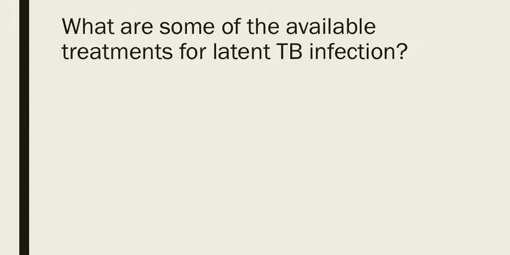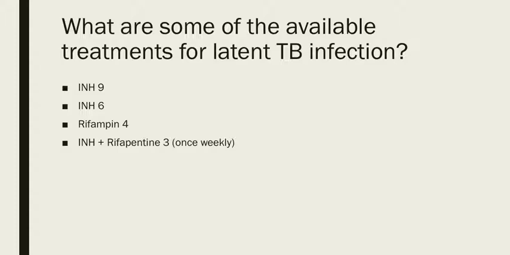Okay. What are some of the available treatments for latent tuberculosis infection? Well, we have 4 available regimens, and all of the 4 regimens have been proved to be equal. None of them has been superior to any of the others. So we choose a regimen based on individual circumstances. We have a 9-month daily regimen of isoniazid, a 6-month regimen of isoniazid, which I believe is the one that the World Health Organization recommends. We have a 4-month treatment with rifampin, and we also have isoniazid and rifampin for 3 months, once weekly. All of the others are administered daily.